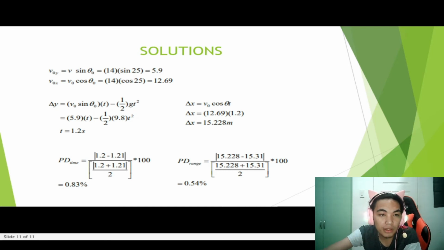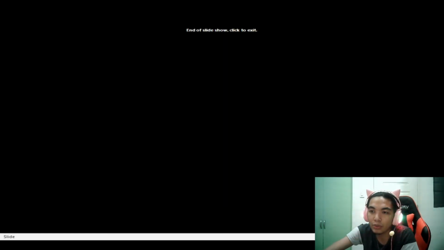So our percentage difference for time is equal to 0.83%, while the percentage difference of our range is equal to 0.54%. I just substituted it with the formula given, and the formula that I used in finding the zero angle. So that's all. Thank you.